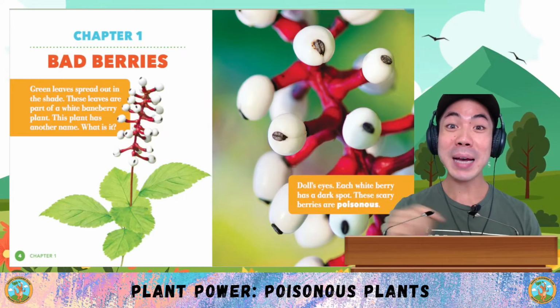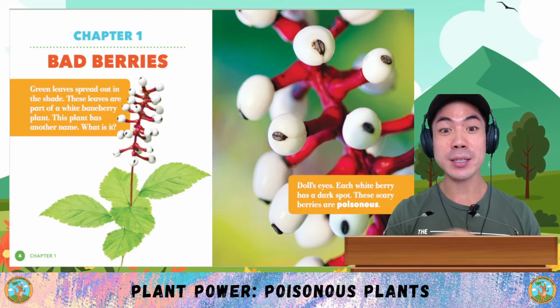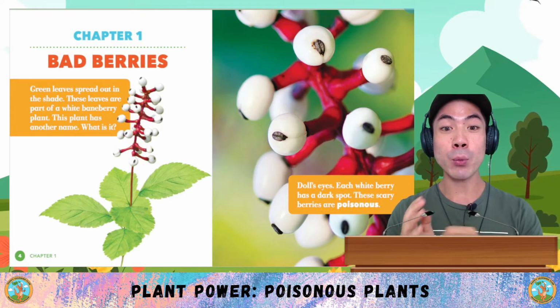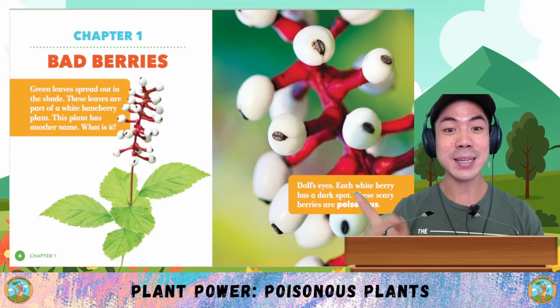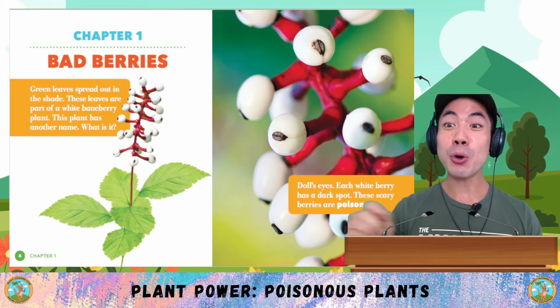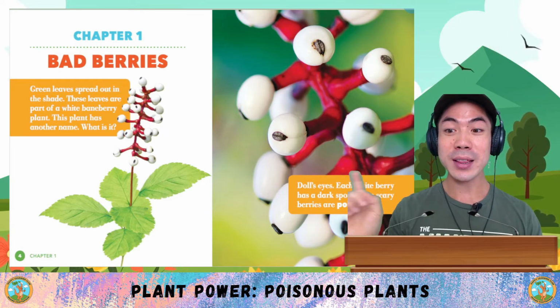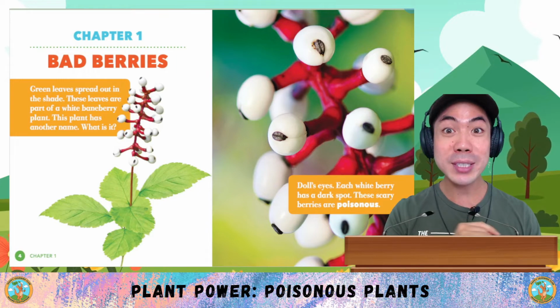Chapter 1. Bad berries. Green leaves spread out in the shade. These leaves are part of a white baneberry plant. This plant has another name. What is it? Doe's eyes. Each white berry has a dark spot. These scary berries are poisonous.